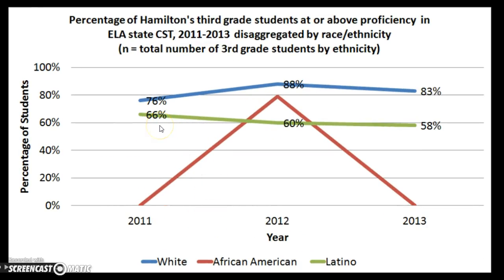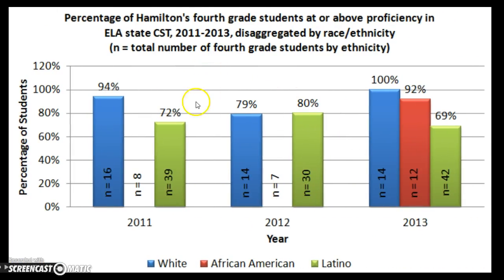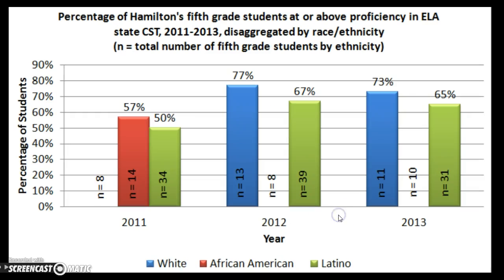This is a line graph that shows us the gap. So we see the gap here in 2011. The gap grows wider in 2012 and almost stays the same in 2013. Now let's look at our fourth graders. Again, the blue column is higher than the green column. Only in 2012, the achievement gap was almost closed. So we see again a gap here in English language arts in fourth grade as well. Here's the gap in 2011 and in 2013. And we see that the gap was closed in 2012.